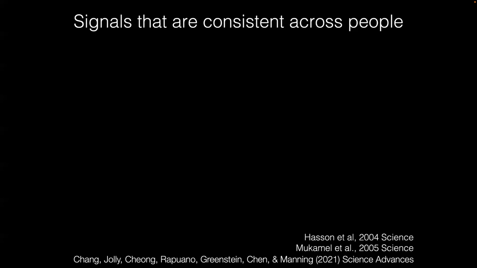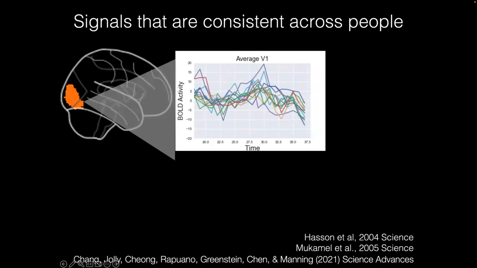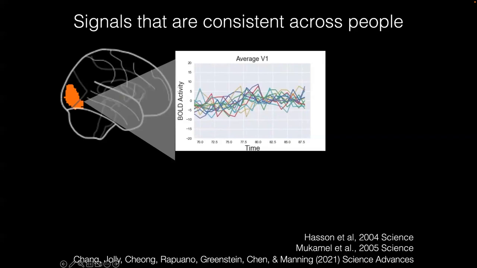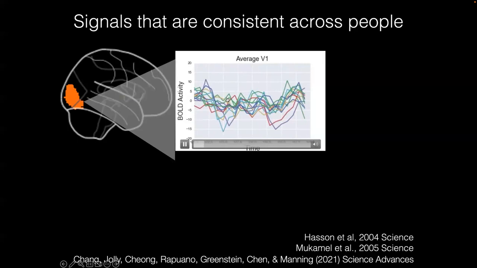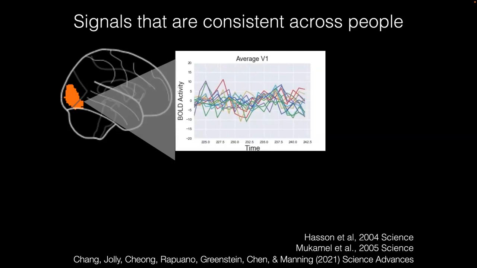I don't really believe anything until I see it myself. So we collected our own data and just wanted to test this and see if we replicated their findings. There are a lot of ways to do this. We're just doing average activity within an ROI. This is early visual cortex, and each line here is a different subject watching a movie, and we have them watch for 45 minutes. You can see that the activity in this region is quite dynamically time locked across participants.